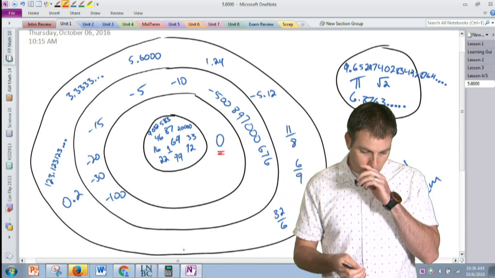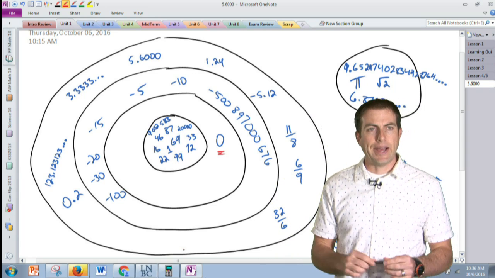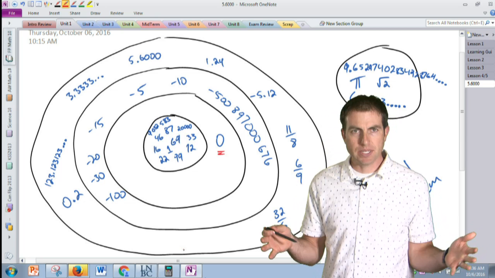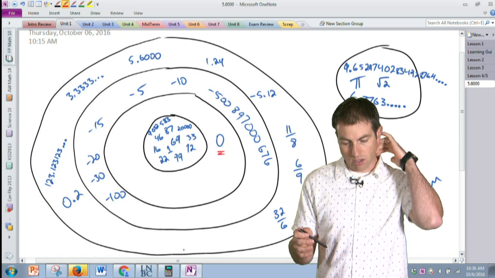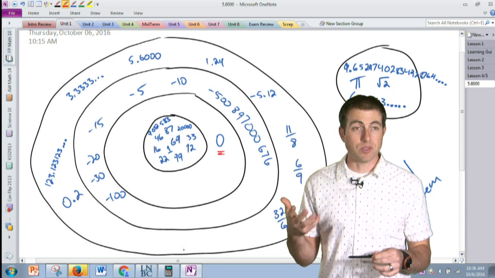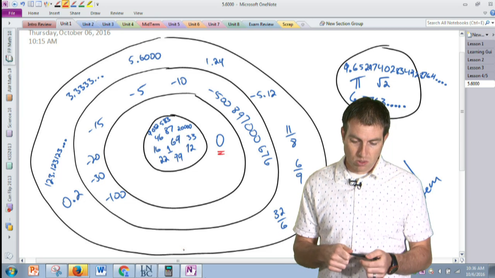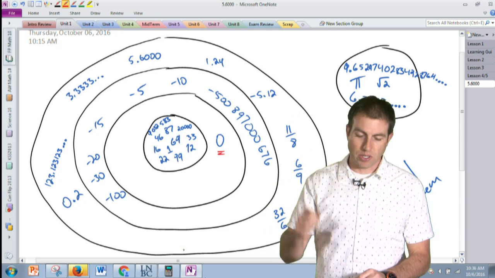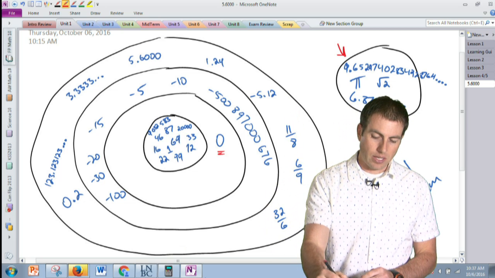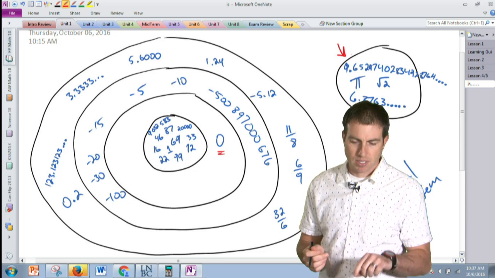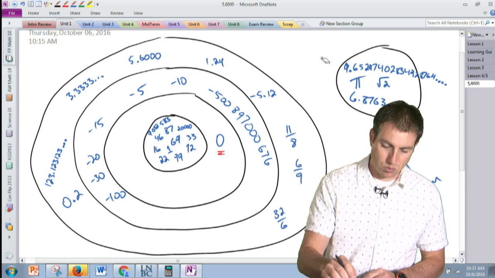And then you'll notice the outer ring has some fractions. It has decimals, but the decimals do terminate. They all end, and they don't go on forever. That's kind of reserved for these guys over here. These guys are all decimals that continue on forever. And we had a fancy name for those guys as well.